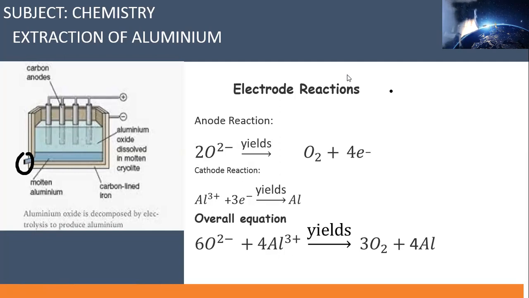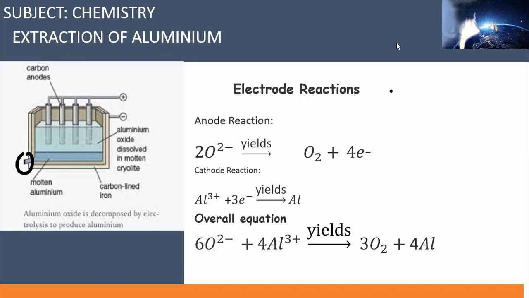overall reaction. The overall reaction is very important. Look at the overall reaction. We have 6O2- plus 4Al3+ to give 3O2 gas and 4 moles of aluminum. In that one, for each complete reaction, we are going to have 3 moles of oxygen produced and 4 moles of aluminum atom produced. Very, very important. Altogether, we have 7 moles, in a complete reaction, 3 moles of oxygen and 4 moles of aluminium atom.